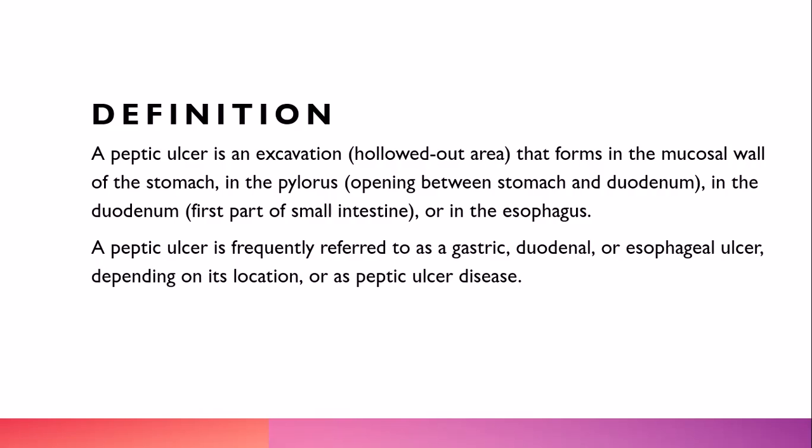So these causes will start eating out the mucosa of the stomach, or maybe of the pylorus region, or of the duodenum, or in the esophagus. Gradually that hollow, eaten-out part will start forming an ulcer, which is very difficult to treat later on. So peptic ulcer is frequently referred to as gastric, duodenal, or esophageal ulcer depending on its location.